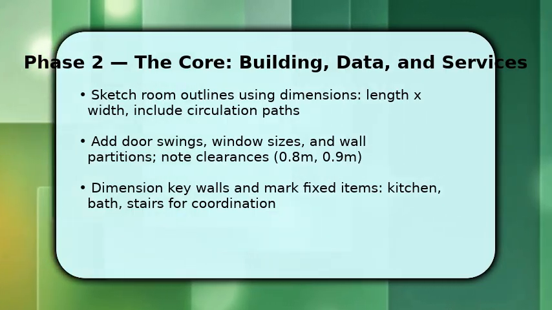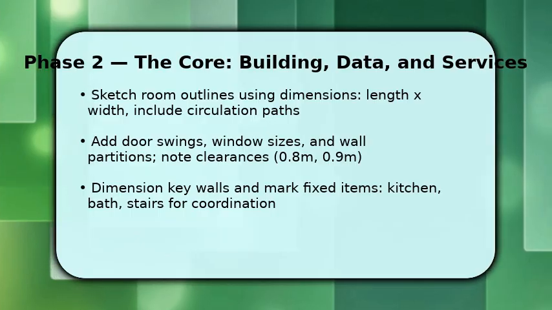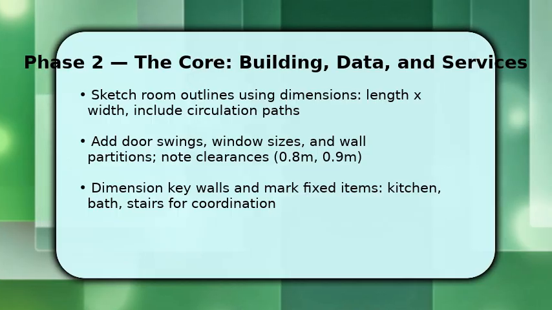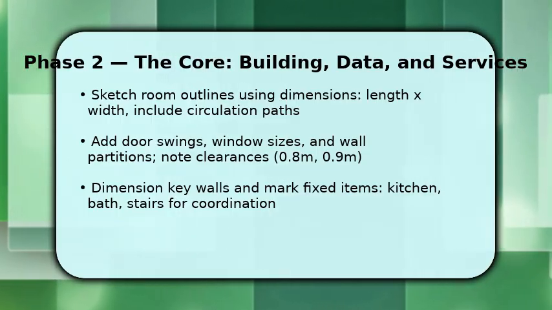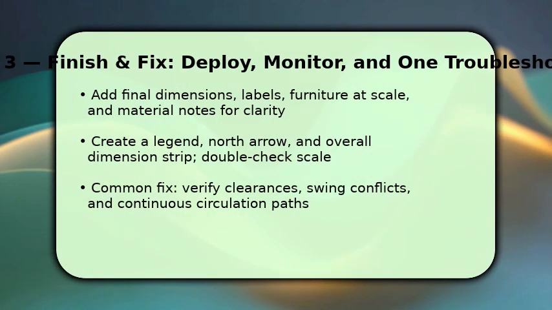Then add interior partitions and fixed elements: kitchen cabinets, bath fixtures, stairs. Once placed, dimension key walls and annotate floor finishes. These details ensure contractors can build accurately. You finish by adding final dimensions, room labels, and scaled furniture to validate space.